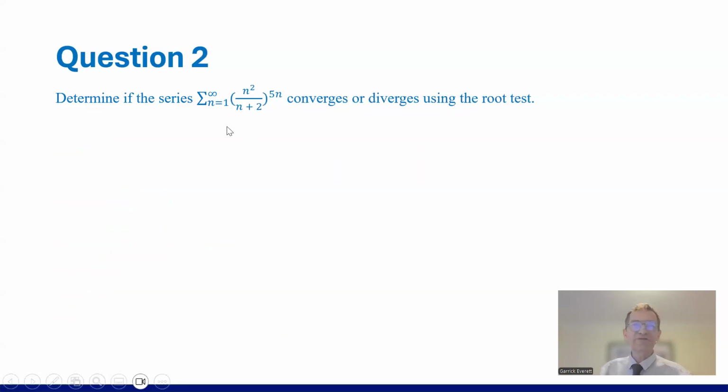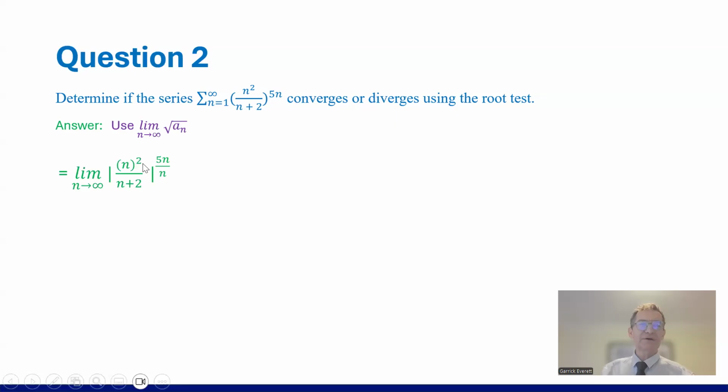Question 2. Determine if the series of n squared over n plus 2 to the power of 5n converges or diverges using the root test. For the root test, what you want to do is find the biggest power and then take that root. So the biggest power here is n. We're going to take the nth root. So we're going to use the limit as n approaches infinity of the nth root of a sub n. So we're just going to divide that whole root by n.